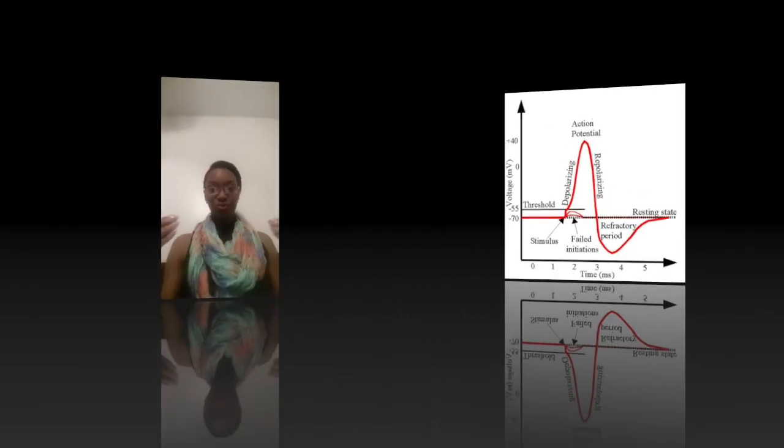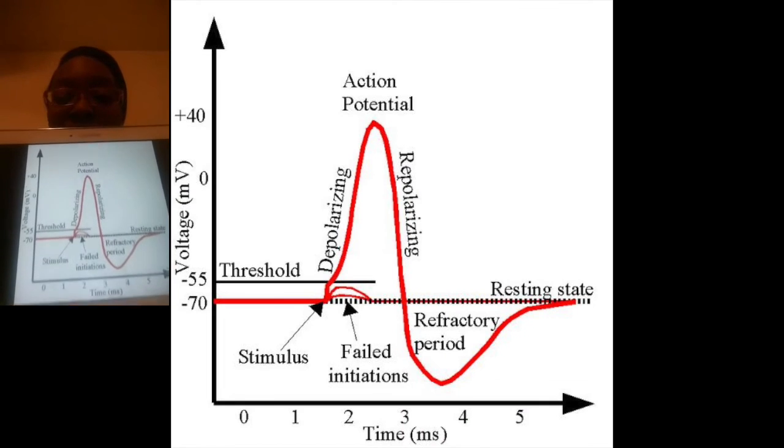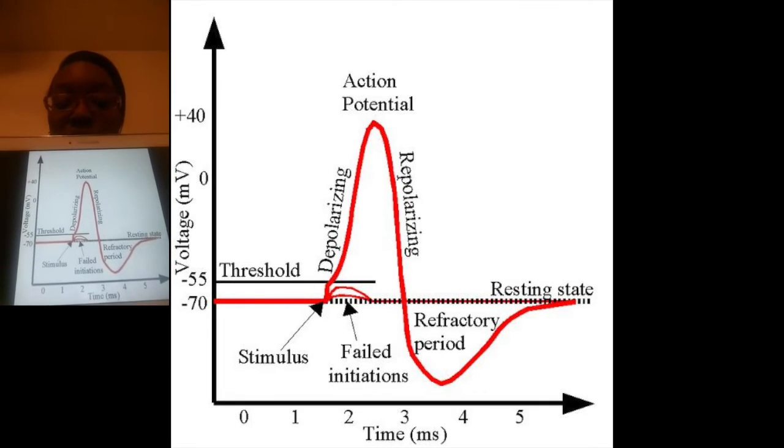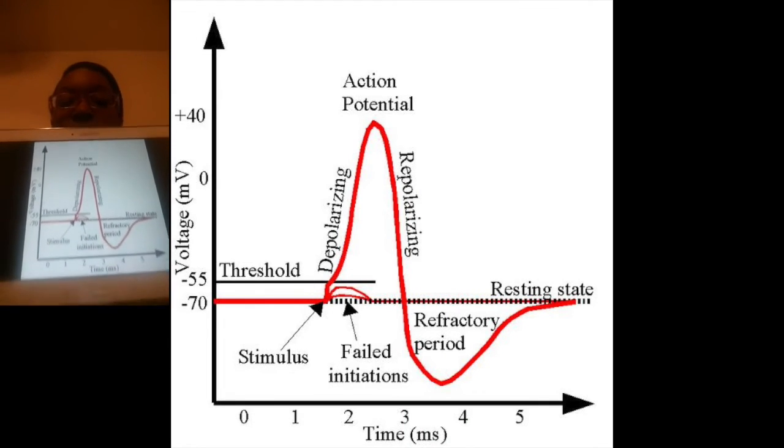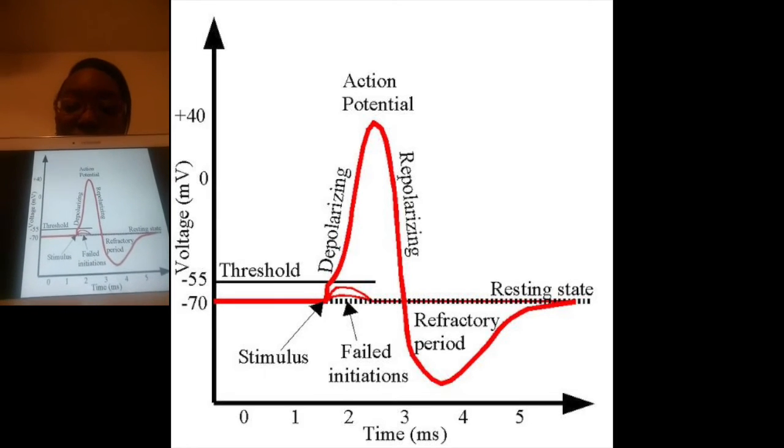This stimulus would open the voltage-gated ion channels of sodium, and it would cause depolarization of the cell, and it would start the action potential. It allows the sodium to diffuse within the axon and to depolarize it to about positive 30 millivolts, and that's where your action potential would occur.